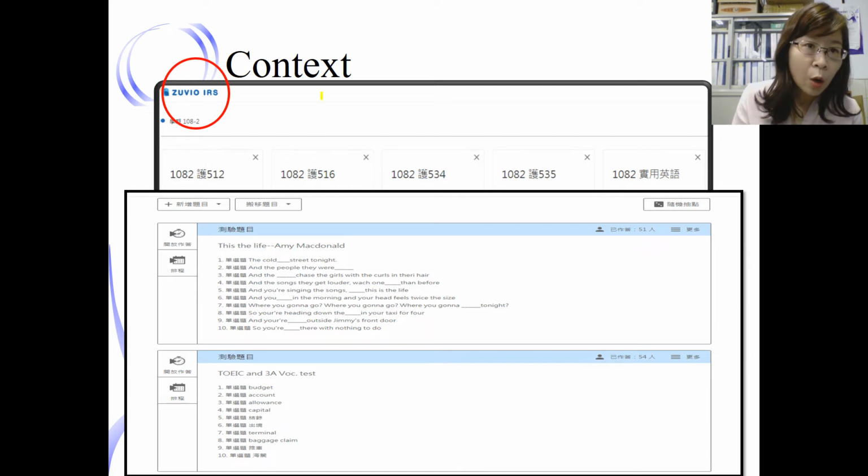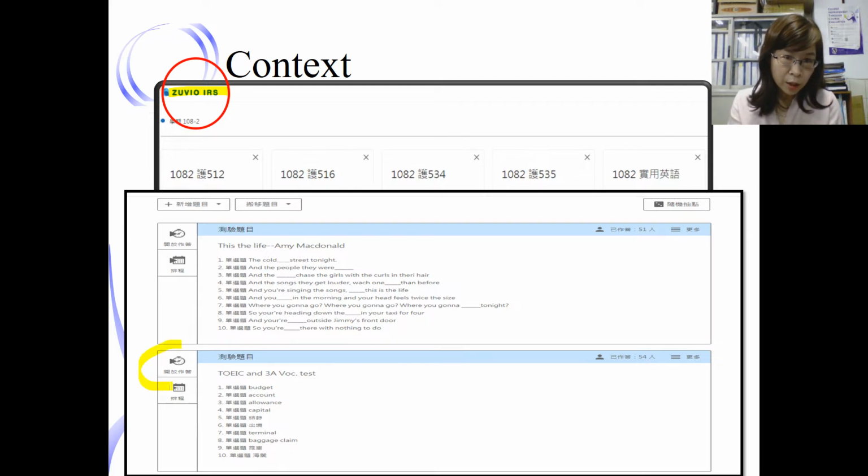Here this is called Zuvio. As I said before, Zuvio is pretty similar to Kahoot. Here you can see there's a timer. After students finish reading this, the teacher can set up a date and time, and students need to finish the test within 5 minutes or 10 minutes.